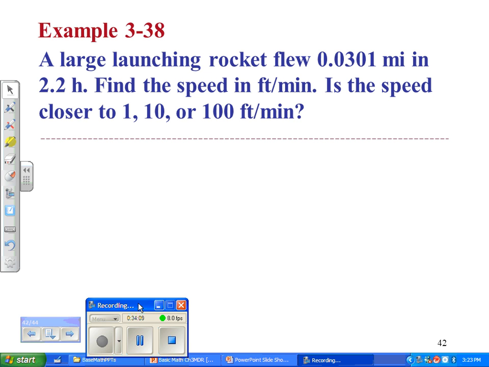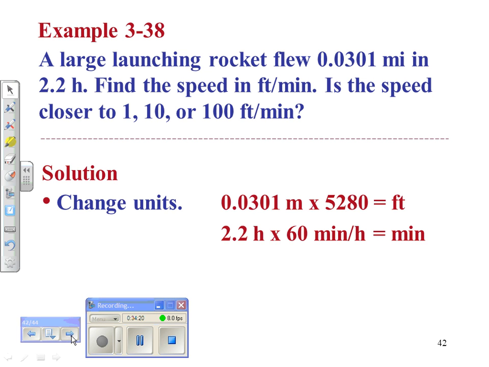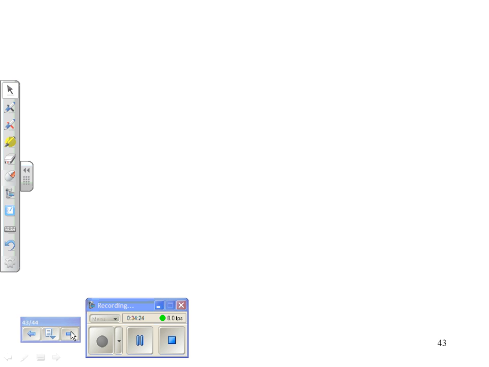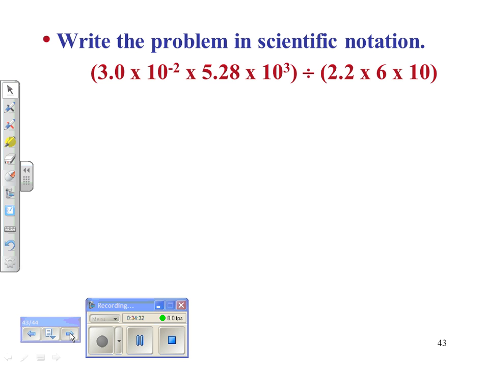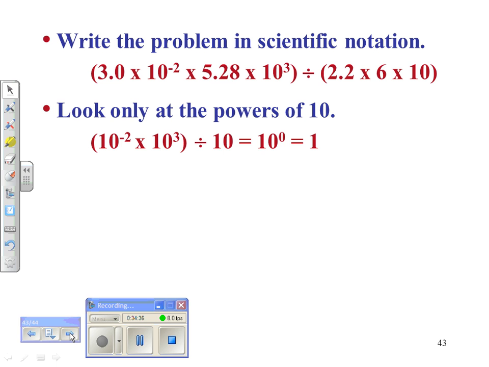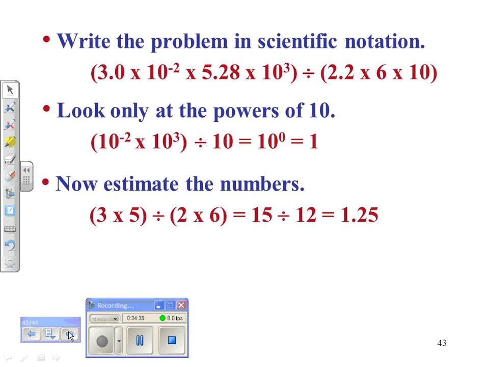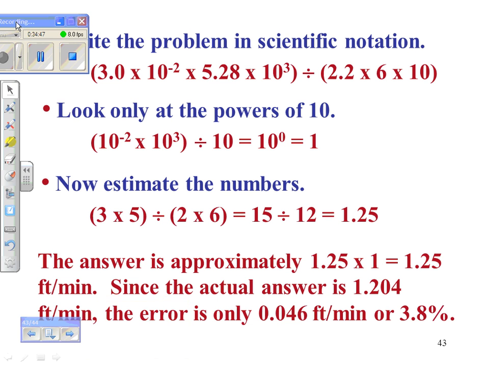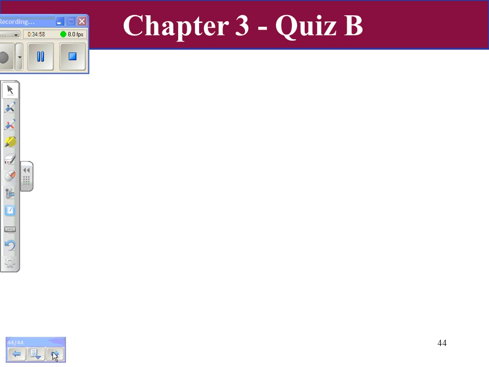Okay, a large launching rocket flew 0.0301 miles in 2.2 hours. Find the speed in feet per minute. They're converting factors here, right? I'm not a big fan of this little problem, but that's okay. Write the problem in scientific notation. Look only at the powers of 10 and get the numbers together and the powers of 10 together, and it'll be easier to look at. The answer is approximately 1.25 feet per second, or feet per minute, whatever it was. Okay. Just come back another time.